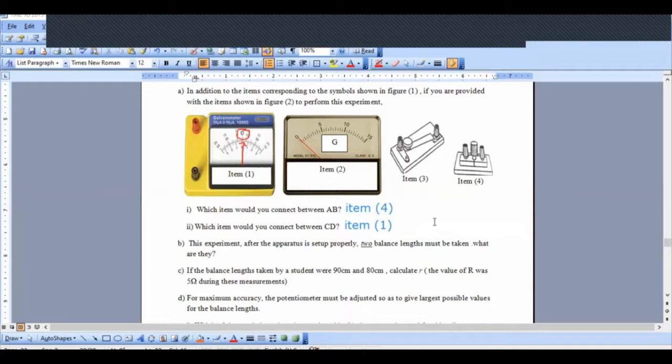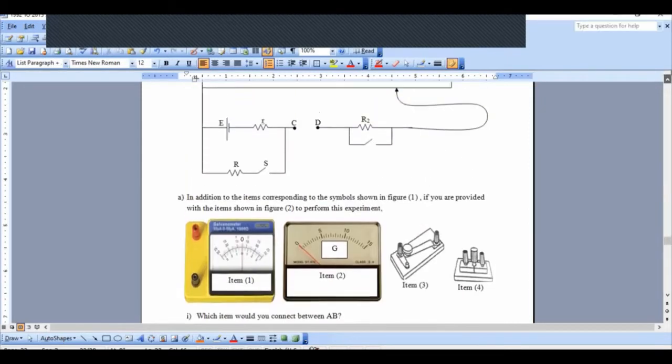Simple B question. Somebody unmute the mic and read the simple B question. Start. This experiment, after the apparatus is set up properly, 2 balance lengths must be taken. What are they? Thank you, dear. So after setting up this instrument, we should obtain 2 balance lengths.